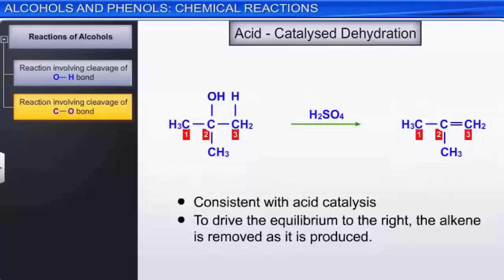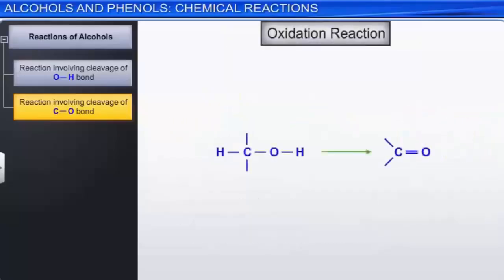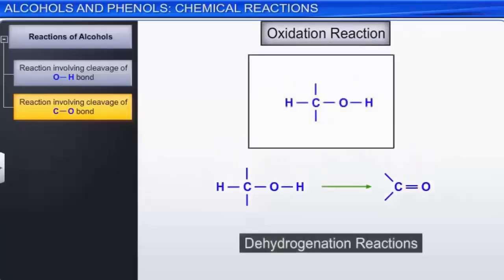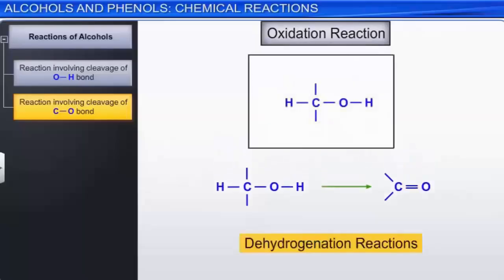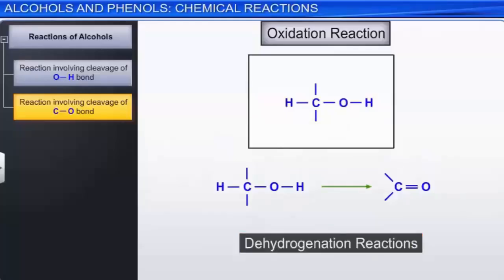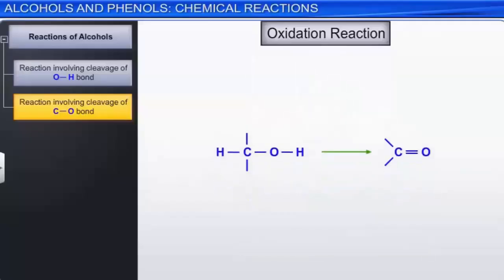Alcohols can also undergo oxidation to form compounds with carbon-oxygen double bonds. These are also sometimes called dehydrogenation reactions, as they involve the loss of a hydrogen molecule from the reactant. Notice that the oxygen-hydrogen bond breaks as well as a carbon-hydrogen bond.